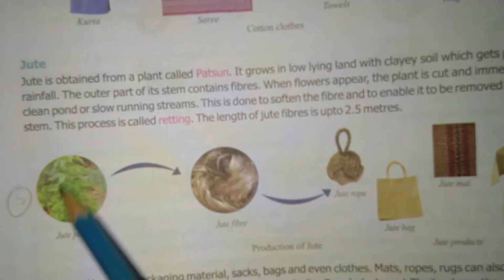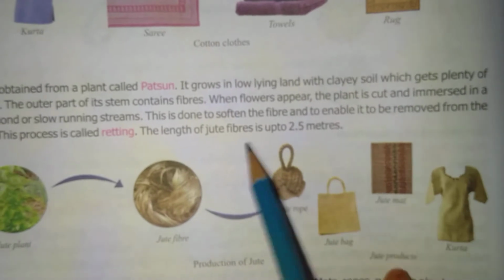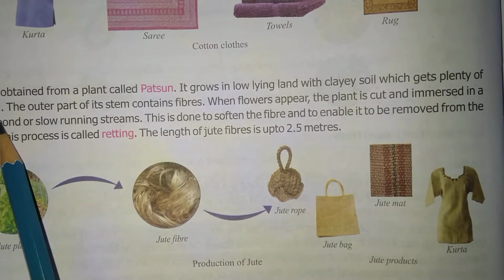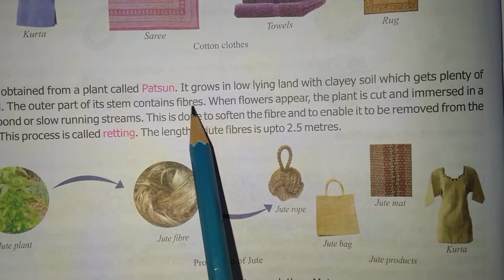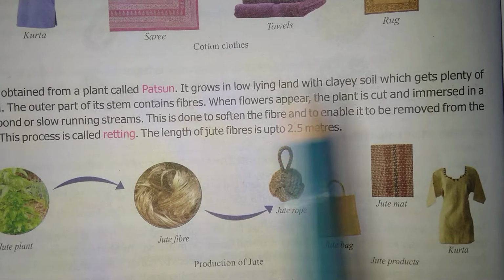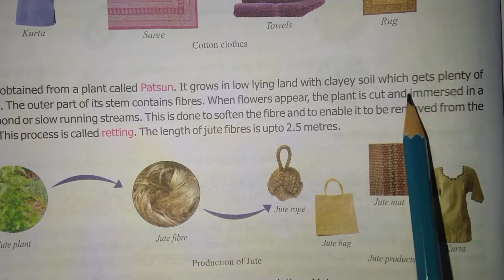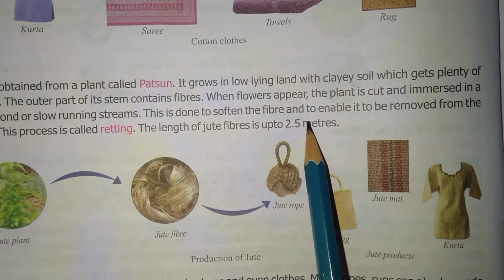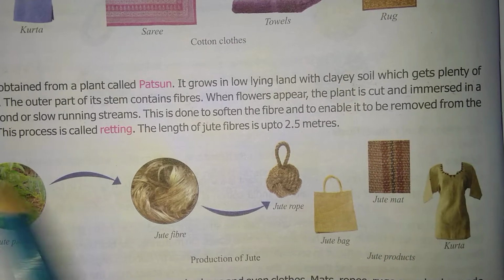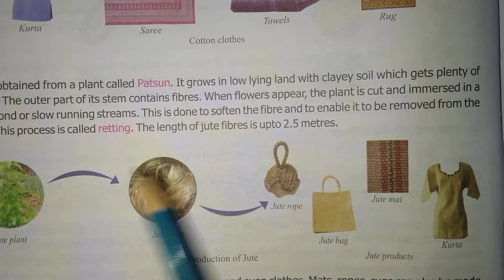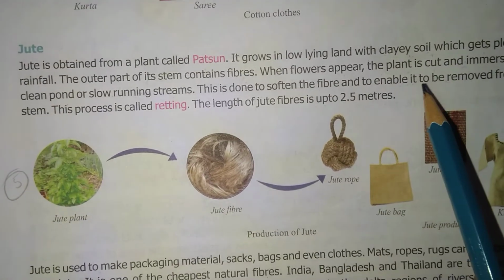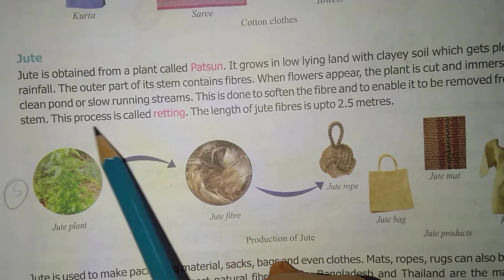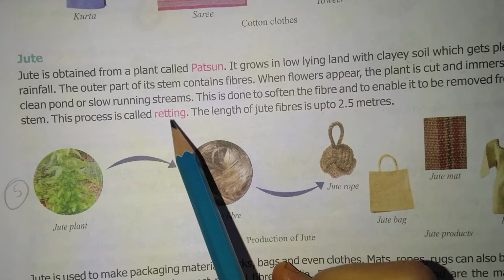See, this is the jute plant. It is called patsan. It grows in low-lying land with clay soil and which gets plenty of rainfall. The outer part of its stem contains fiber, from where jute is obtained. When flowers appear, the plant is cut and it is immersed in a clean pond or slow running streams. It is done to soften the fiber and to enable it to be removed from the stem, so that the fiber can be easily removed. That is why these plants are cut and immersed in a pond or slow running streams. This process is called retting. Retting can also be called fermenting.